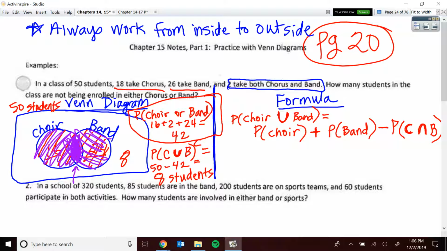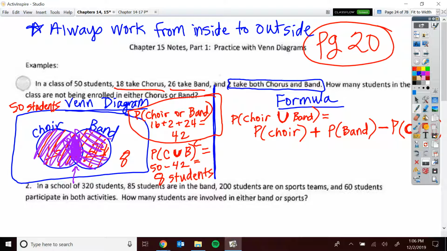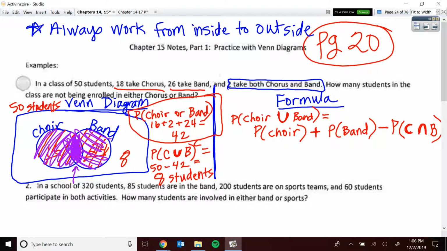So mathematically, how would this problem look from the formula standpoint? I would say probability of choir, and I'm actually not doing these in probabilities, I'm doing it in numbers, but 18 plus the 26 in band, but then take away the 2 that got double counted. So that's how I get 42 students. So that's the ones that are in choir or band like we did here. Okay, and then to finish the problem out, it asked for the not. So since it asked for the not part, we did the 50 minus the 42.